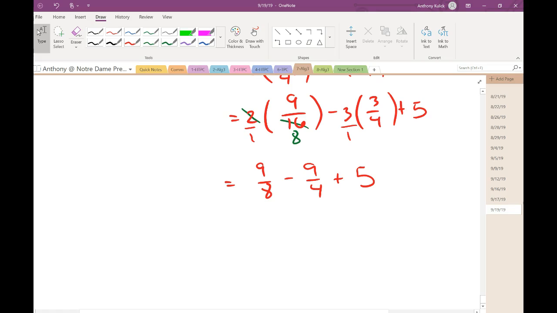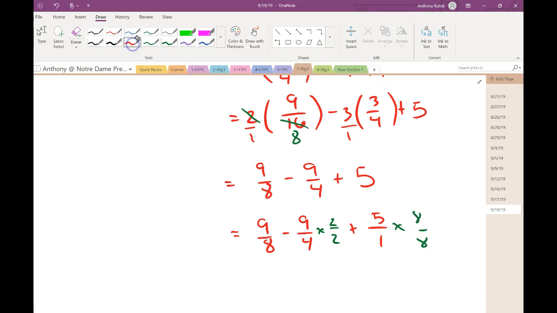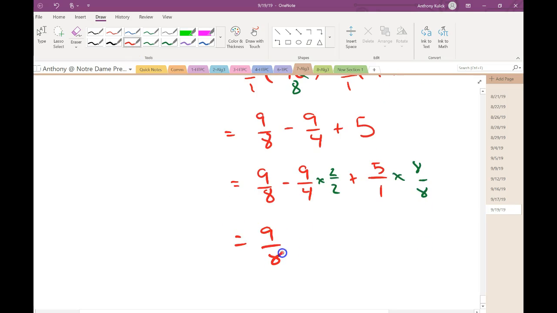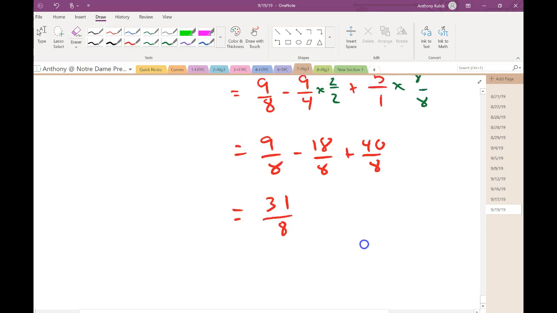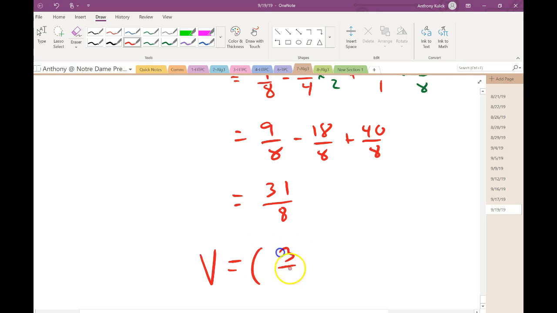To be able to add or subtract these fractions, I need a common denominator. The common denominator I would use is 8. To get a common denominator of 8, I'd multiply the top and bottom of the first one by 2, and the top and bottom of the second one by 8. So that's going to give me 9 over 8 minus 18 over 8 plus 40 over 8. And when I combine these all together, I get 31 over 8. So my vertex is 3/4, 31 over 8.